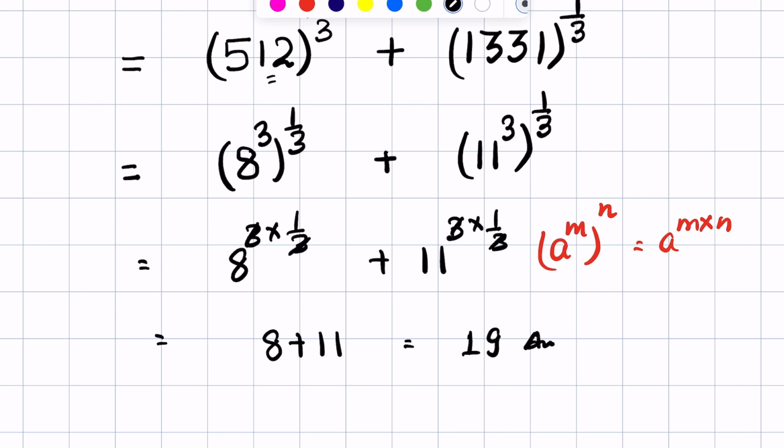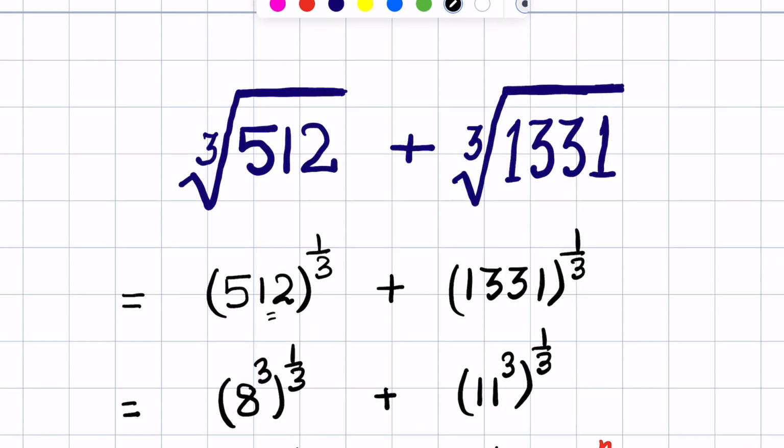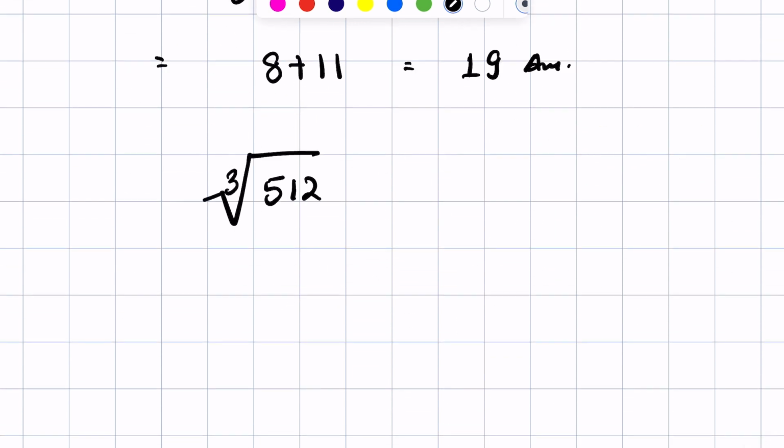This is our answer. Or we could write it in the form of a cube and then cancel it with the cube root, like here. Cube root of 512 is 8. We can write it as 8 raised to the power of cube, and then under cube root, this cube root gets cancelled with this cube and it simply is 8.